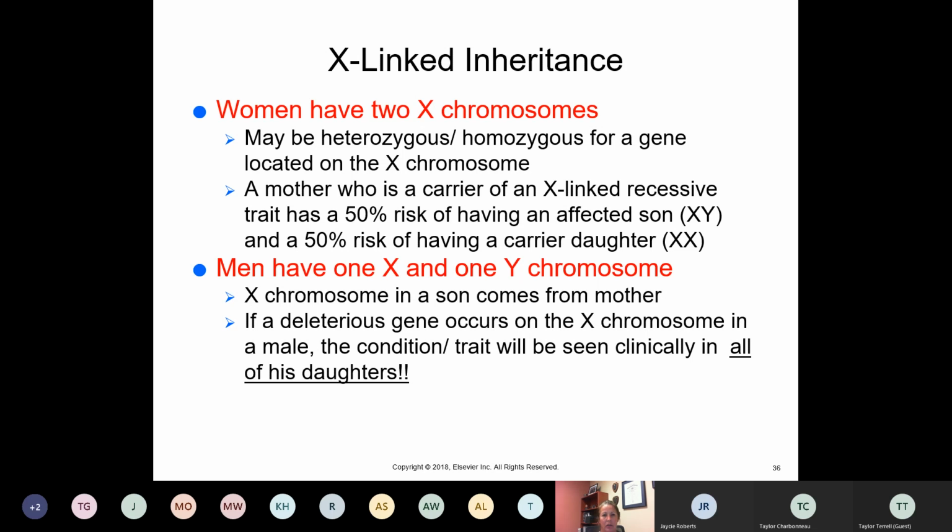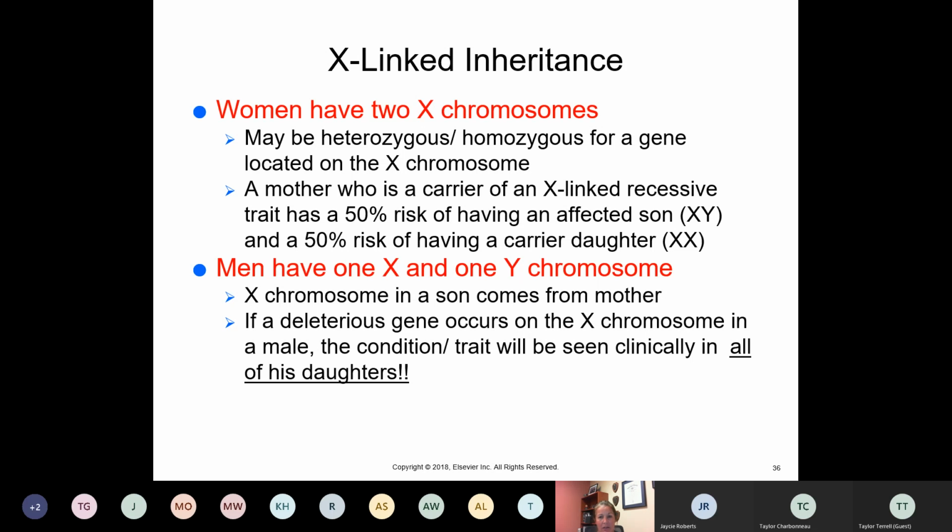X-linked inheritance. So this is going to be on the X chromosome. As we know, women have two X chromosomes, so we can be heterozygous or homozygous for a gene located on that chromosome. A mom who is a carrier, if I carry an X-linked recessive trait, I have a 50% chance of affecting my son and a 50% chance of having a carrier daughter, because son's going to get X from me and Y from dad.